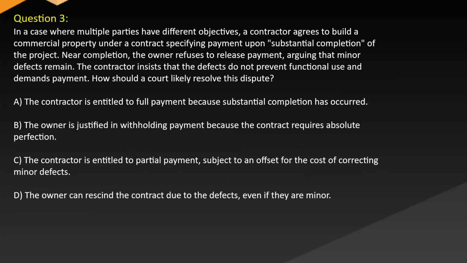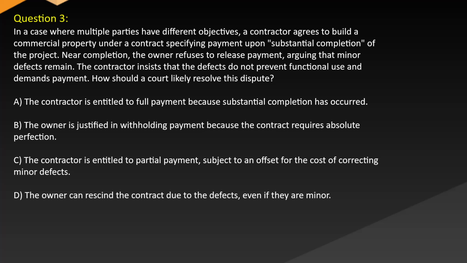Question 3. In a case where multiple parties have different objectives, a contractor agrees to build a commercial property under a contract specifying payment upon the substantial completion of the project. Near completion, the owner refuses to release payment, arguing that minor defects remain. The contractor insists that the defects do not prevent functional use and demands payment. How should a court likely resolve this dispute?